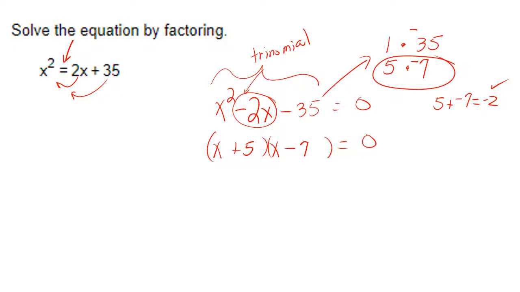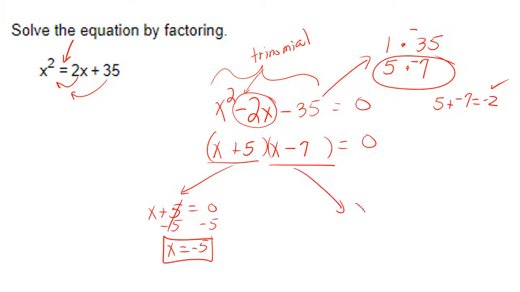Now you're not completely done. Go ahead and take each factor, set that equal to 0, and solve. Notice that x is equal to negative 5, and over here with the second factor, x is going to be equal to positive 7. Your solution set then has two solutions.